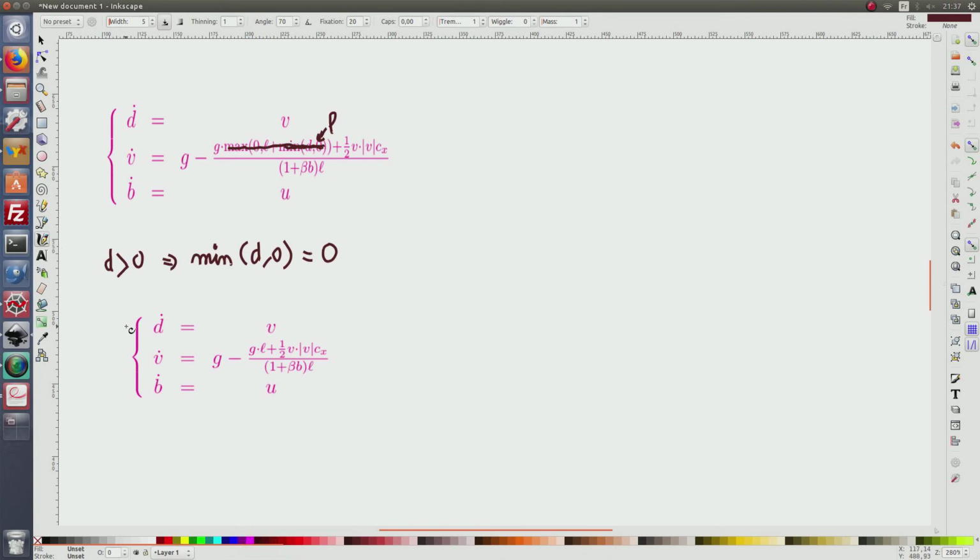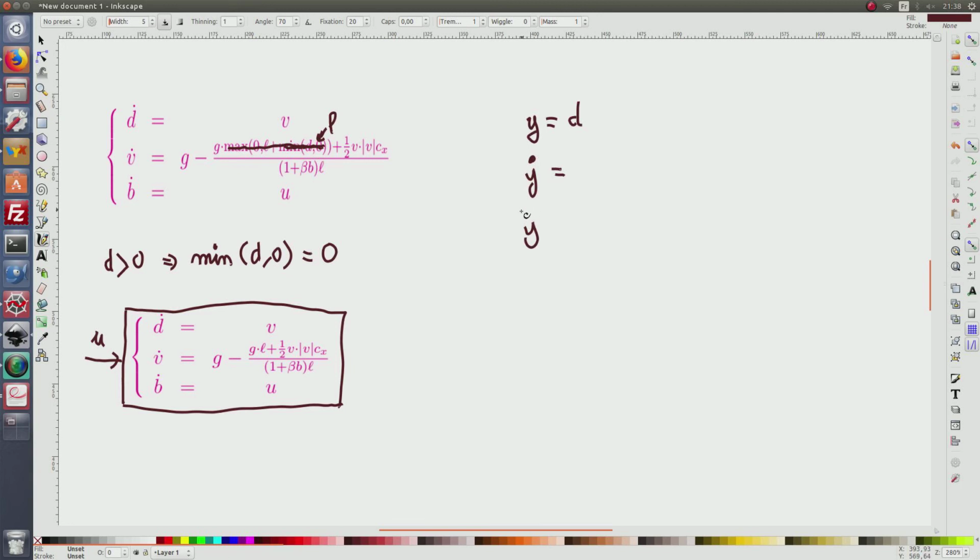To use a sliding mode controller, recall that this is my system to be controlled if the buoy is immersed. This is U. And to use a sliding mode controller, I should choose an output to be controlled. So y corresponds to the depth, D. And I have to compute the first derivatives, y dot and y double dot. The first one is D. The second one is D dot, which corresponds to V.